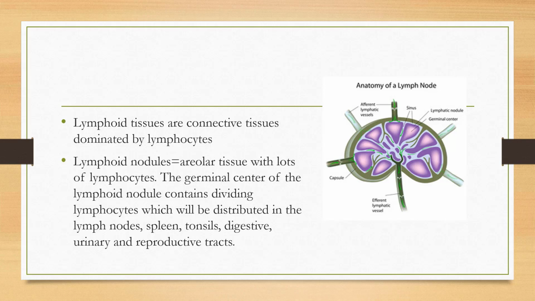Lymphoid tissues are connective tissues dominated by these lymphocytes. Lymphoid nodules are areolar tissue with a lot of lymphocytes. The germinal center of the lymphoid nodule contains the dividing lymphocytes, which will be distributed in the lymph nodes, spleen, tonsils, digestive, urinary, and reproductive tracts. So here are the germinal centers in purple. So this is where the lymphoid nodule will contain dividing lymphocytes.